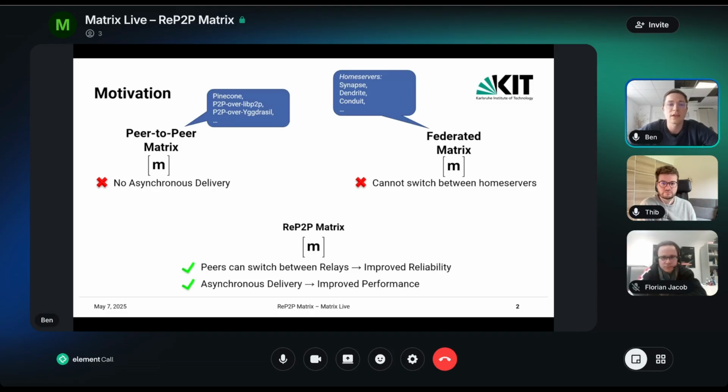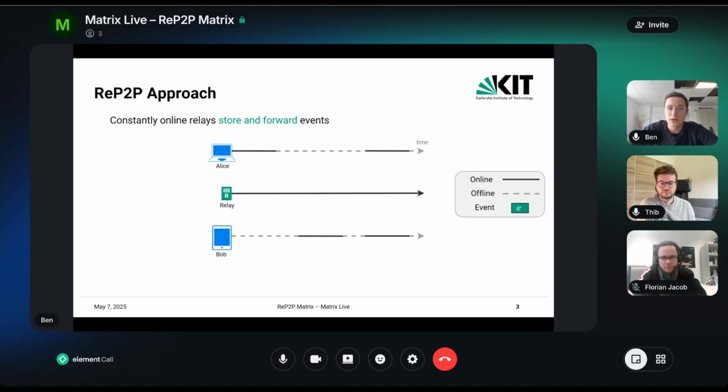So what does asynchronous delivery actually mean? In our approach, we deploy constantly online relays that store and forward events. So here we have a little example of a room consisting of Alice and Bob and one relay as the room members. This black line stands for Alice being online. So at the beginning, Alice is online while Bob is offline. At this first stage, obviously, Alice cannot send any events. That's why Alice first sends the event to the relay and returns offline. Bob then comes online and resyncs with the relay and receives the previously sent event.